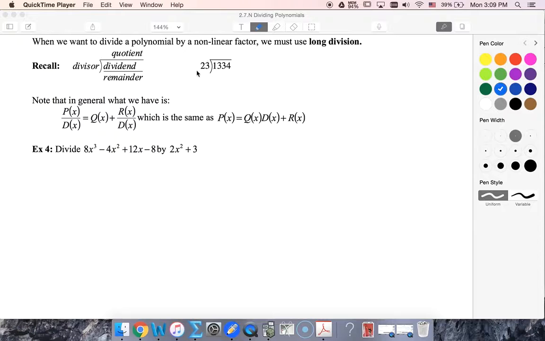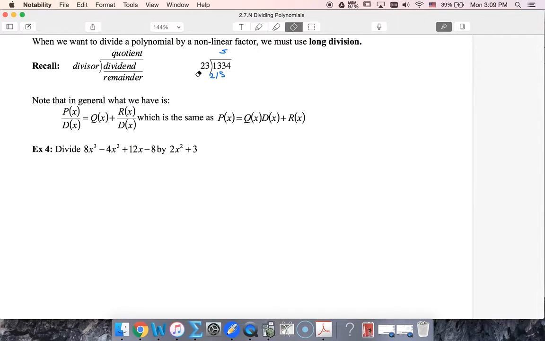So if I was going to look at 23 going into 1,334, well, I would first look to see if 23 divides into 1, and it doesn't. It doesn't divide into 13 either, but I can put 23 into 133, and I think that's going to be about 5. Let me check and see. Hopefully that's true. So I would multiply this out. So 5 times 3 is 15, carry a 1, would give me 115.